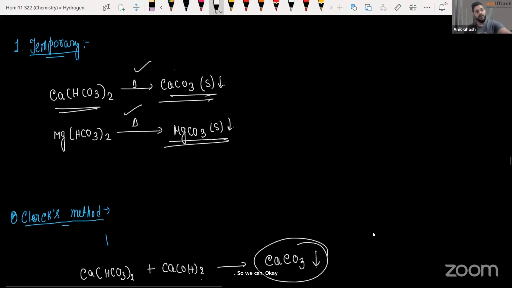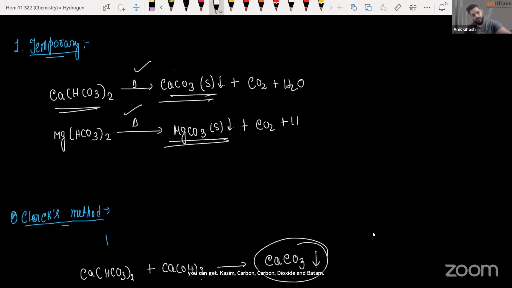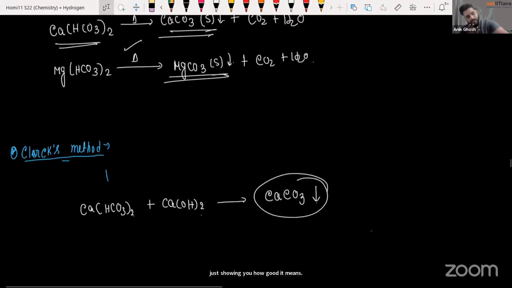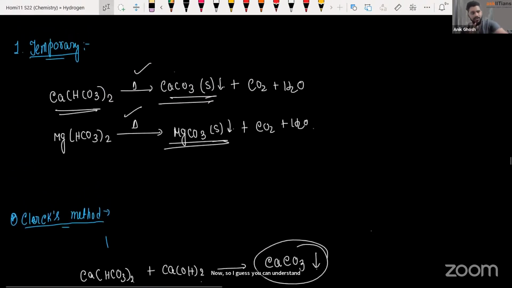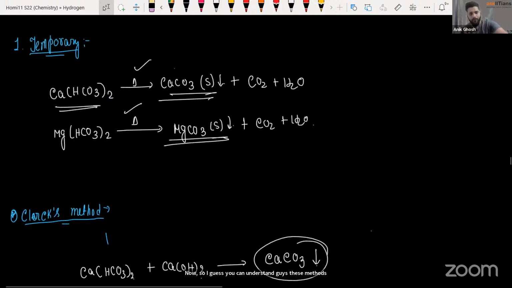Exactly, like I said, by heating them you can get calcium carbonate, carbon dioxide, and water. I'm not writing the byproducts because they are not needed. I'm just showing you how to remove this. So I guess you can understand, guys, these methods are just heating or some physical, very simple ways of removing the hardness. That's why we call them temporary hardness. So they are also not important.